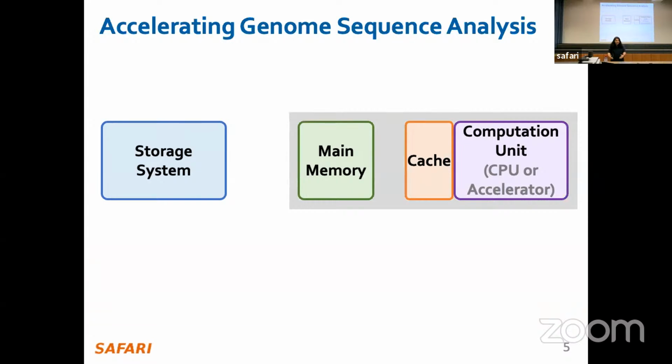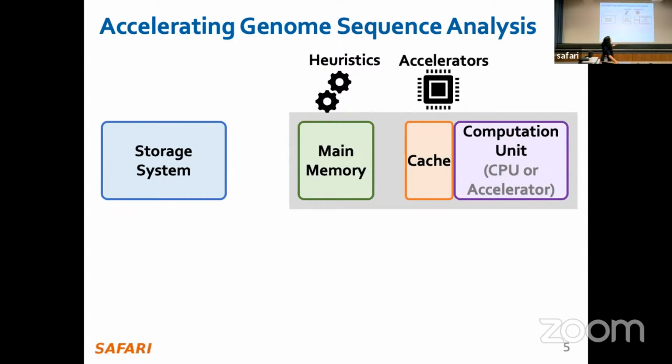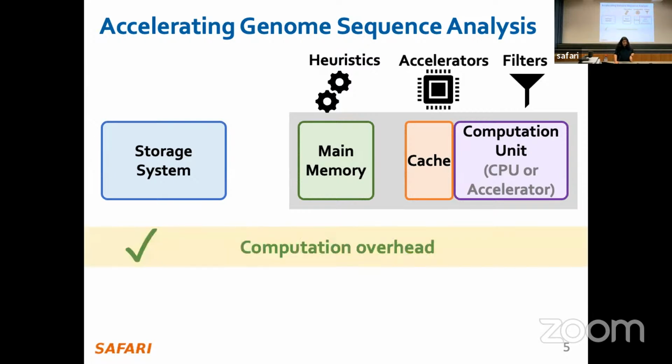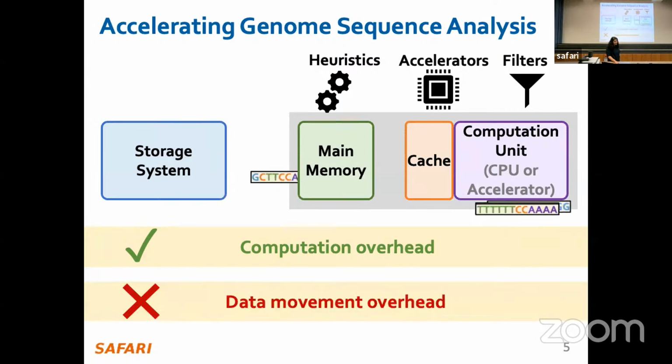Over the past few years, due to the importance of this application in healthcare and genomics, there's been significant effort into improving read mapping performance through efficient heuristics, accelerators, or devising filters that would prune some of the reads that wouldn't align to the reference genome. They've targeted different parts of the system stack to implement these optimizations. While these optimizations address the computation overhead or the data movement overhead from main memory or cache hierarchy, none of them addresses data movement overhead from storage, whose impact actually becomes larger when the other overheads get alleviated.